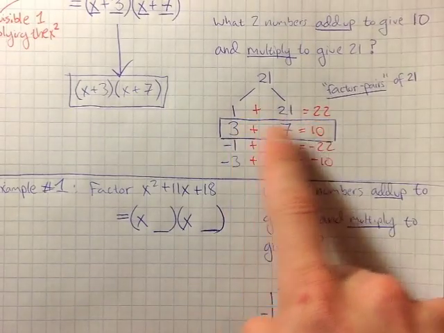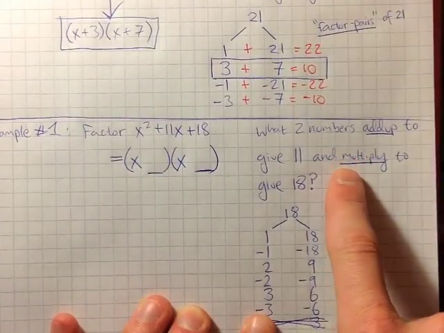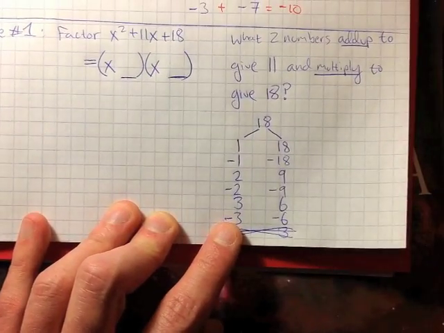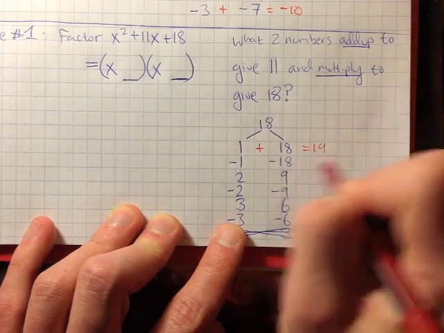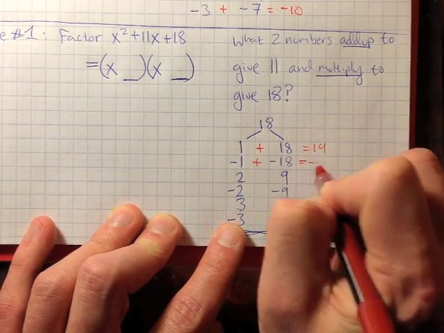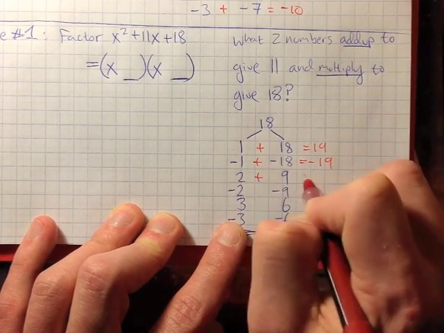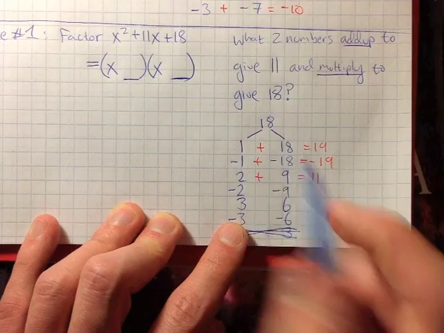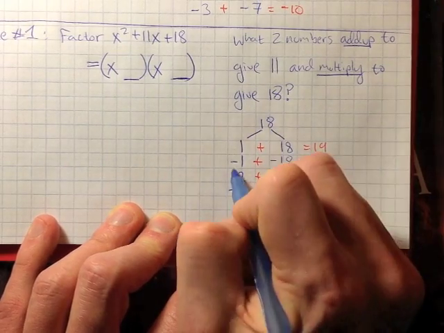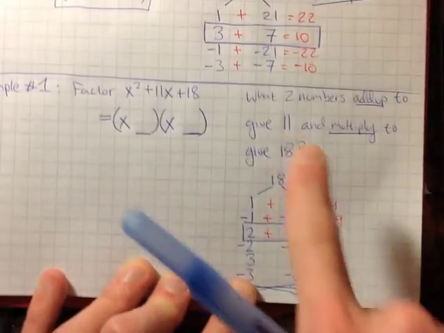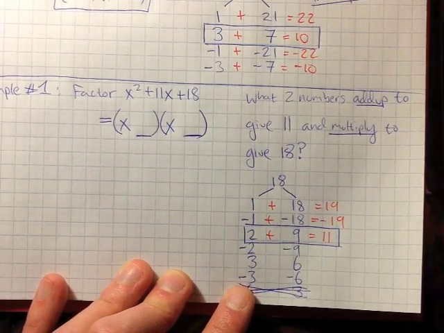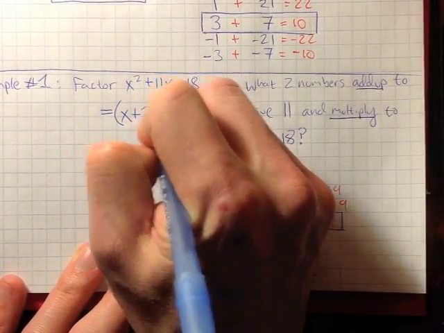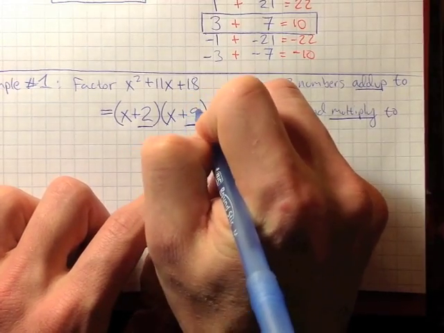Now, just like we did up here, we found the numbers that multiply to equal 18. Now let's see which ones of these add up to give 11. Let's see, 1 plus 18 is 19. Negative 1 plus negative 18 is negative 19. 2 plus 9 is 11. Oh, wait, I'm done, right? I found a factor pair of 18 that adds up to 11, which is the middle number. I found my 2, I found my 9. So x plus 2 times x plus 9.